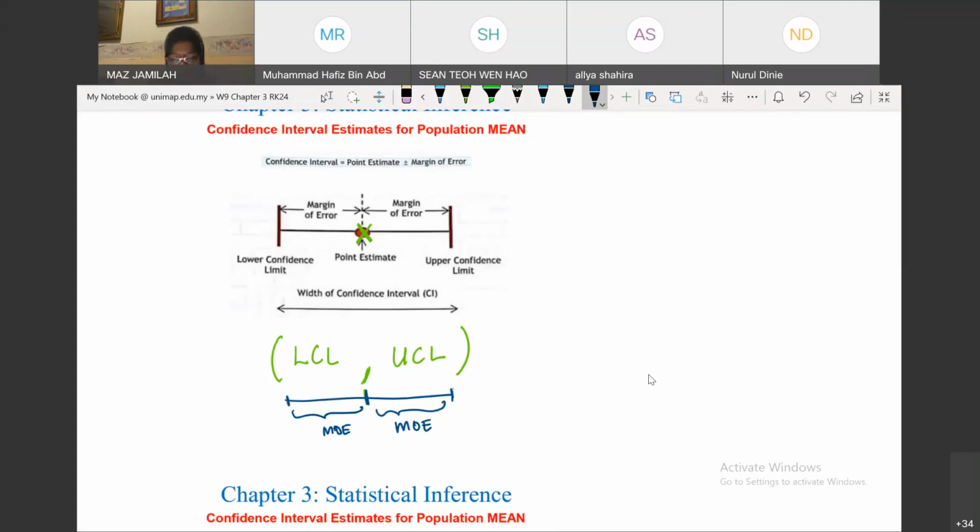Okay, so please understand that, because if we are talking about the mean, the margin of error would be different from the margin of error of the proportion. But somehow this is how we call it, the margin of error.